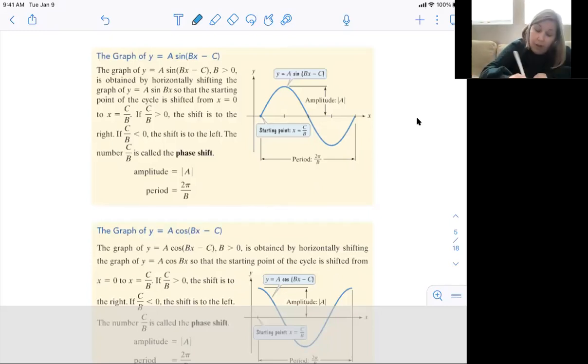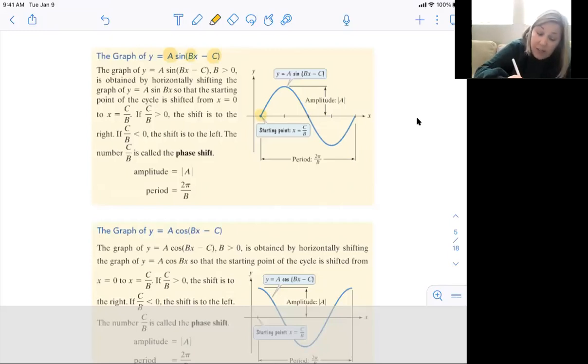So we've already talked about what the value of A does. That gives us our amplitude. We've talked about what the value of B does. It gives us the length of the period, that horizontal stretch or shrink. What we're going to look at today is now we're going to add in this minus C value, and that is going to horizontally shift the starting point. So remember, all the graphs we looked at so far started at 0. We're going to move that starting point off of 0 now, okay?